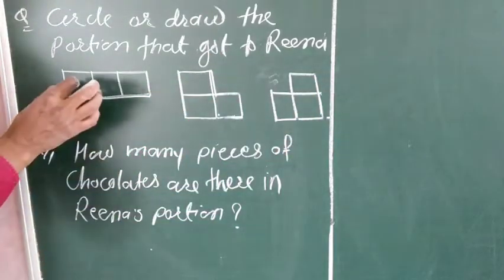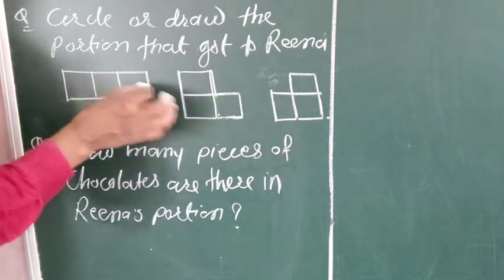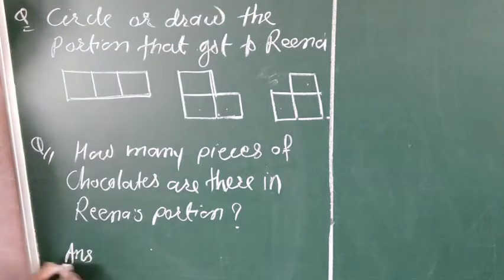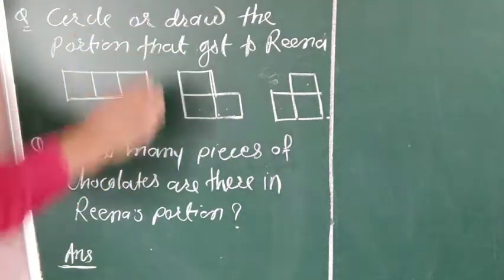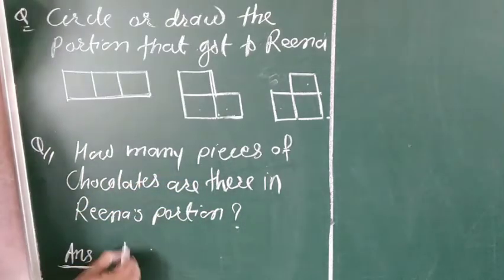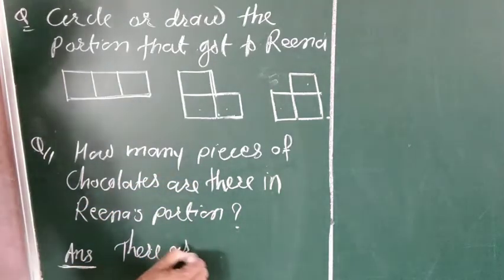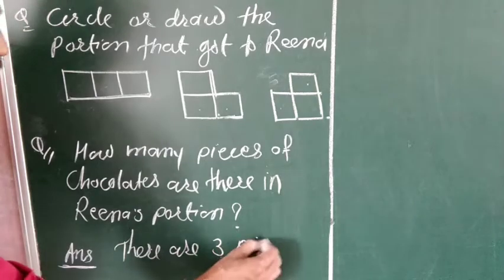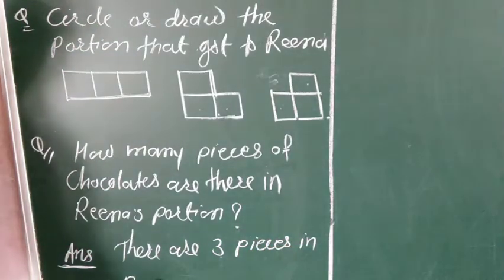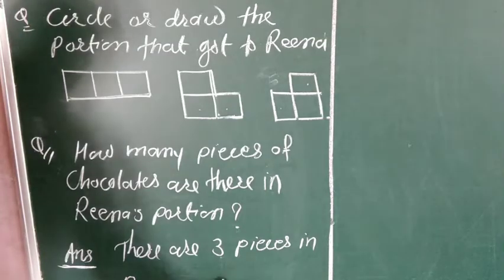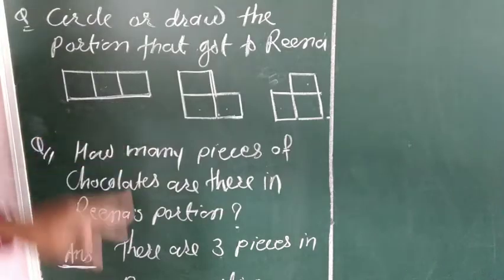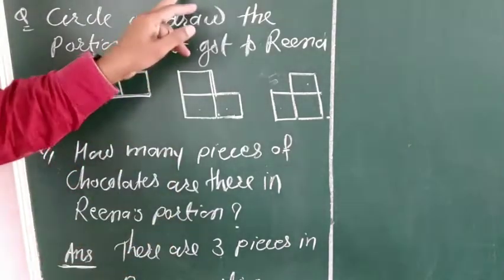Now see how many pieces there are in each set. 1, 2, 3, here 1, 2, 3, here 1, 2, 3. It means in the half part of that whole chocolate there are 3 pieces which got to Reena. So how many pieces of chocolate are there in Reena's portion? See, there are 3 pieces in Reena's portion. It means Reena got this part, and in her part there are 3 pieces of chocolate out of these 6 equal parts.